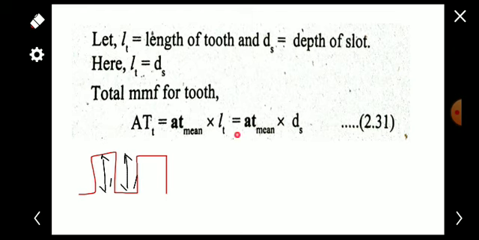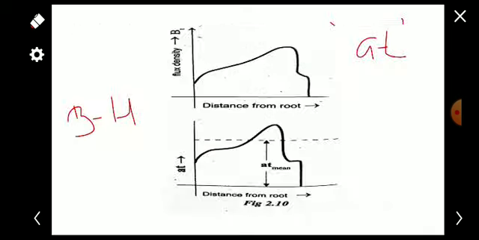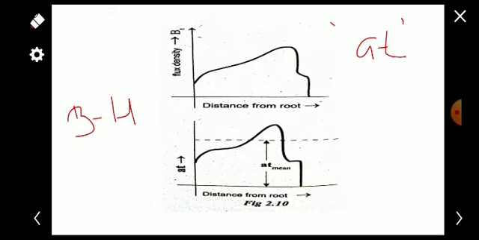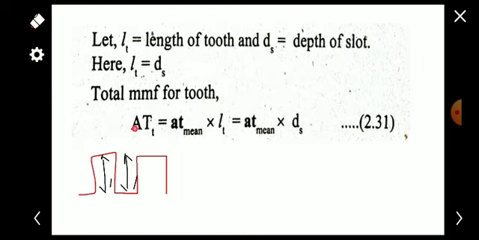So using this equation we can find the total MMF of the tooth, that is AT mean into LT. One of the important points is to find the AT mean using different graphs and some equations, so this equation is very important. Once again I am repeating: for various points of the tooth we are finding the flux density, and from the BAT curve we are finding AT for various points, for various distances along the tooth, and we are drawing a figure based on that. From that we are finding AT mean.